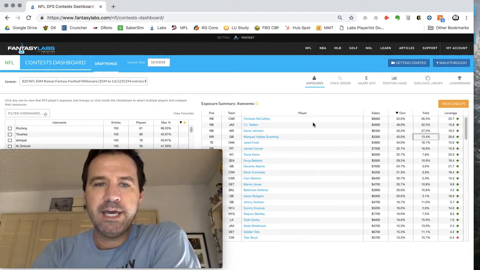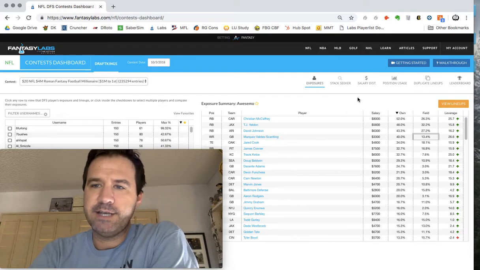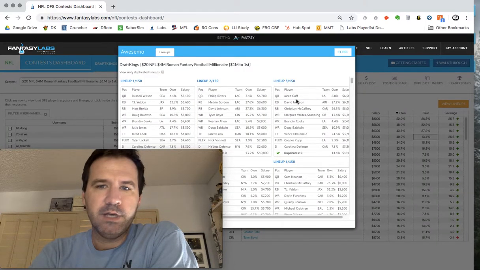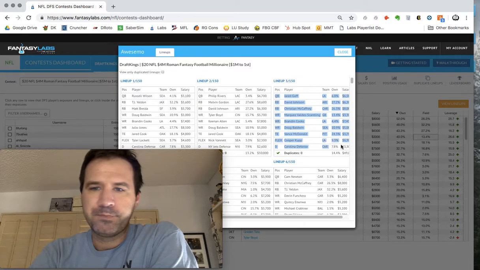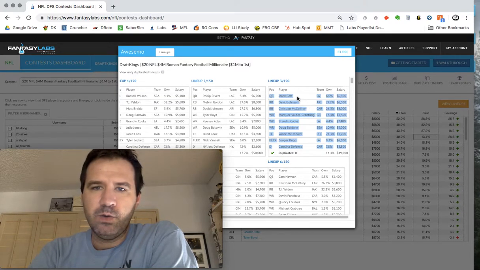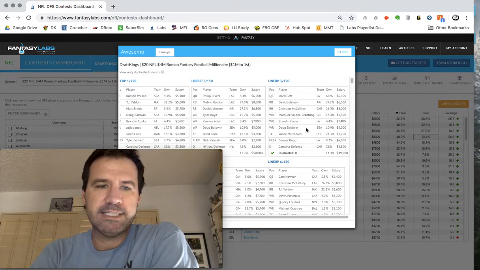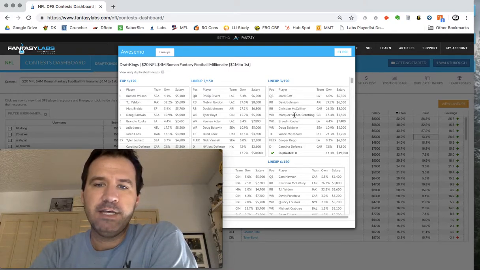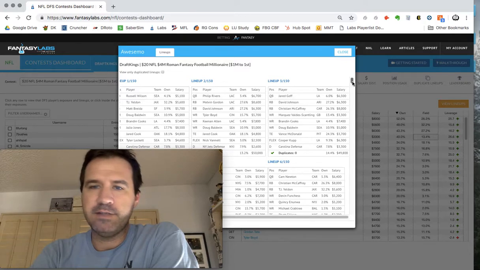The other unique thing that you can take a look at is you can see their lineups. So we'll get a glimpse at what he's doing to build. So we'll just look at this one right here. So we've got a Goff paired with Cooks, paired with Kupp, running it back with Baldwin. So yesterday we touched on stacking and game stacking. So we have Goff stacked with Cooks, stacked with Kupp, running it back with Doug Baldwin. I bet we would see this in all of his lineups.